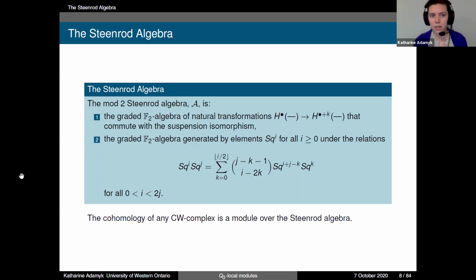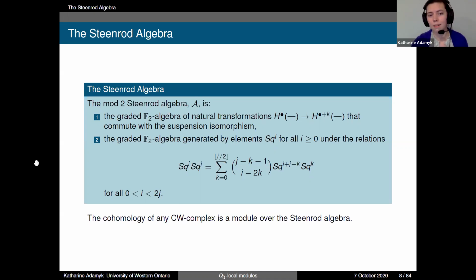So this brings us to the Steenrod algebra. This is the algebra of all stable cohomology operations. So that's the first definition. We have a graded F2 algebra of natural transformations commuting with the suspension isomorphism. But we can also view this as the algebra generated by the Steenrod squares, which is what it is. So we have elements Sq^i for all i greater than or equal to 0. And we have these relations called the Adem relations that tell us how to multiply them. In fact, you can generate the Steenrod algebra just taking the Steenrod squares indexed by powers of 2. So those are the ones we'll be concerned with.